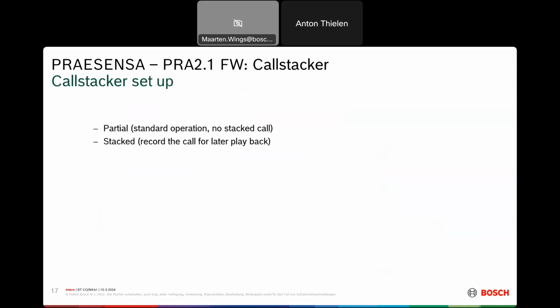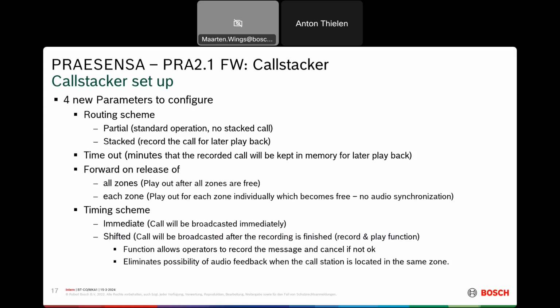But so the Callstacker setup now has the option for partial and stacked. So those are the parameters to configure. You have your partial, you have your stacked, and those are the two most important ones I mentioned. And then you have the forward on release, and you have your time scheme. The first parameter is the routing scheme, that is partial or stacked. You have your timeout, that means how many minutes the recorded call can be kept in memory. Then you have forward on release. I will demonstrate that later: on all zones or on each zone.